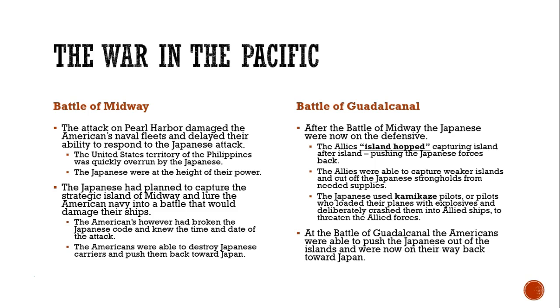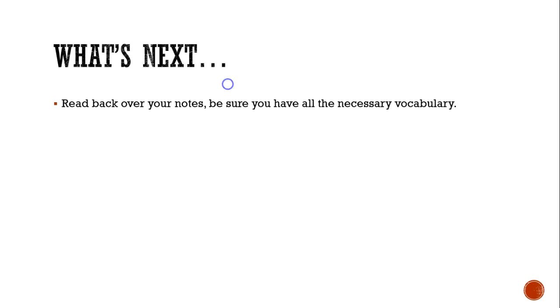After this, the Allies began island hopping, or capturing island after island, trying to push the Japanese forces back to the island of Japan. They were able to capture weaker islands, which would then cut the Japanese off from the needed supplies. However, the Japanese were using a really scary tactic called kamikaze pilots, where these were pilots that loaded their planes with explosives and deliberately crashed them into Allied ships. They were suicide bombers. At the Battle of Guadalcanal, the Americans were able to push the Japanese out of the islands and on their way back to Japan.